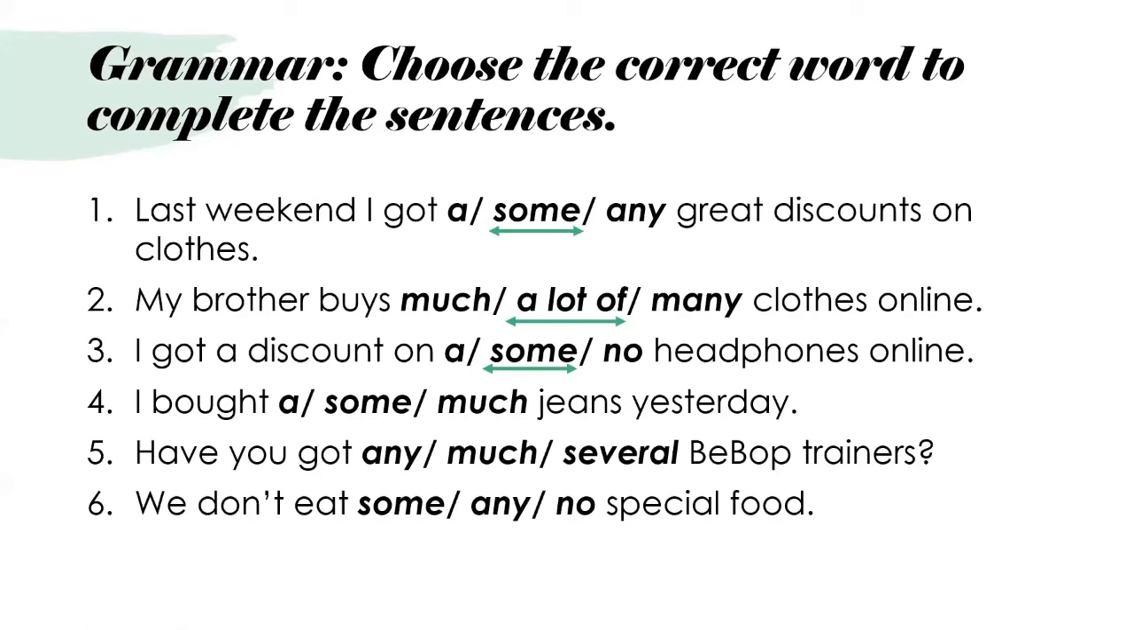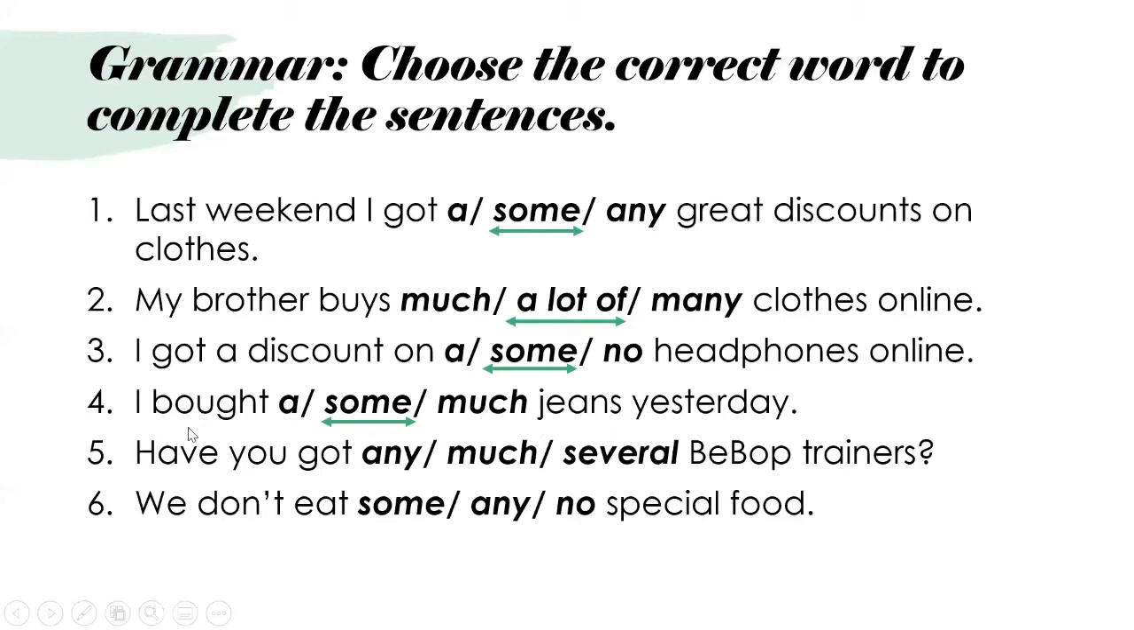Number 4, I bought. This is now becoming easy. Already we know A is not the answer because this is plural. I bought some jeans yesterday. Why? Again, much is usually used for uncountable nouns. Jeans can be counted. A is for singular, but jeans is plural.